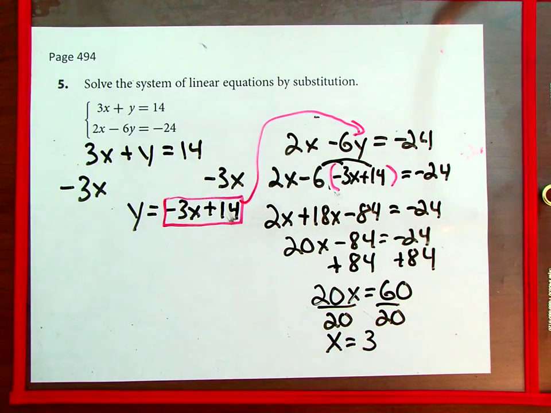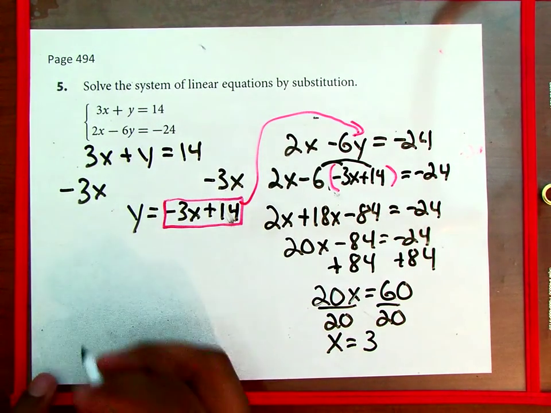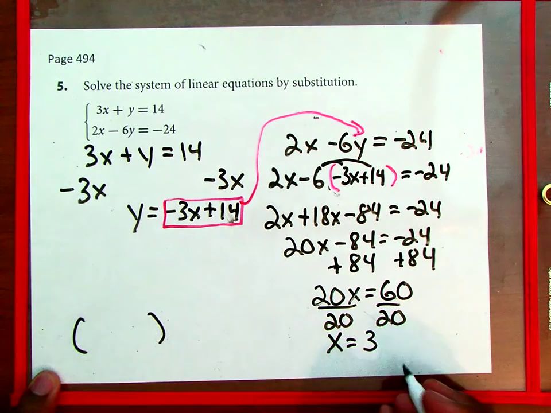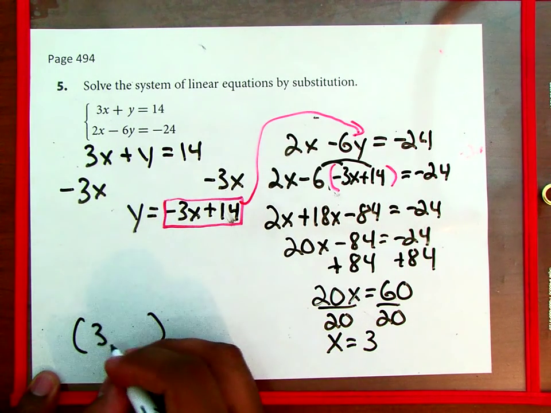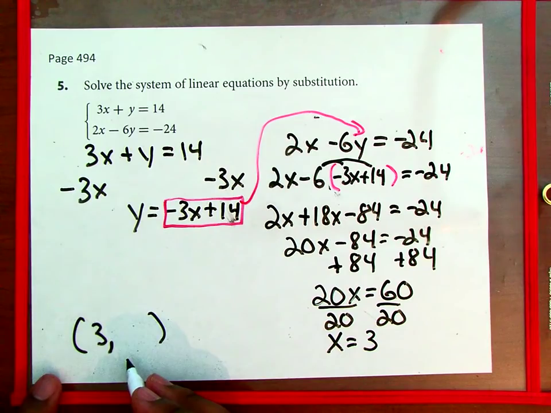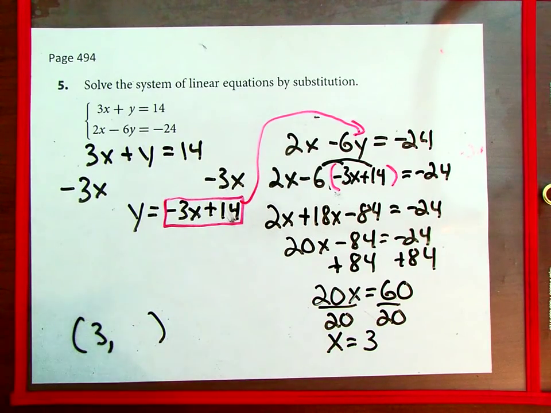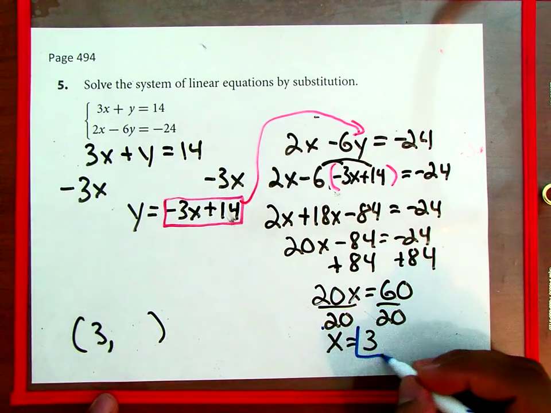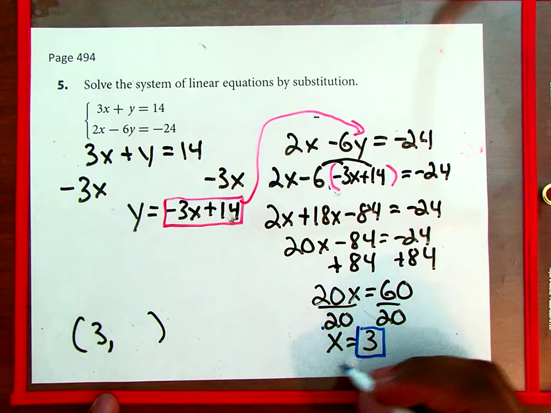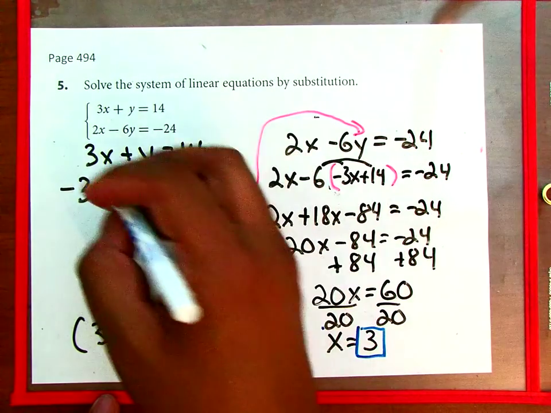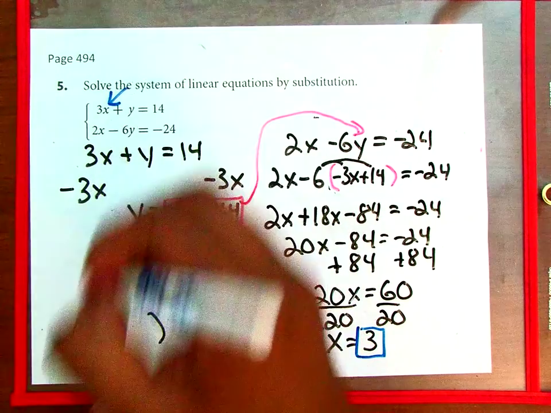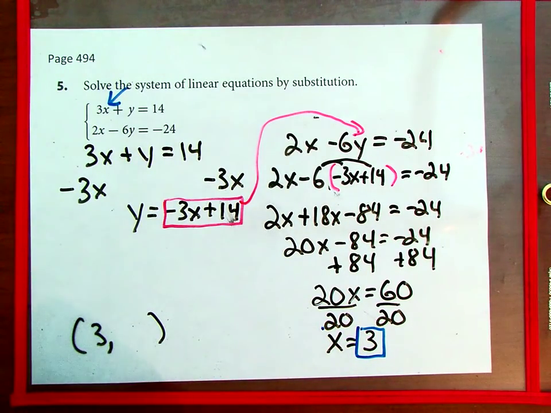All right, so I have one of my values. Normally when you solve a system of equations, you'll get a value for each variable. We've got x is 3. Now all I have to do is find out what y is. So now that I know my x is 3, I'm going to take that value and plug it into my original equation, so that I can figure out what y is.